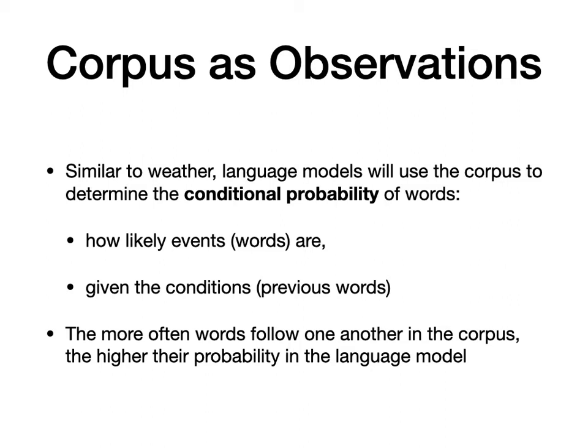The more often words follow one another in the corpus, say two words happen together quite often, then their probability goes up in the language model. They become more likely, right? So let's talk about the basic idea of word probabilities.